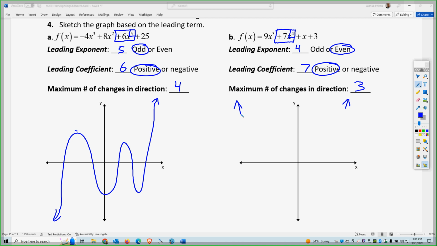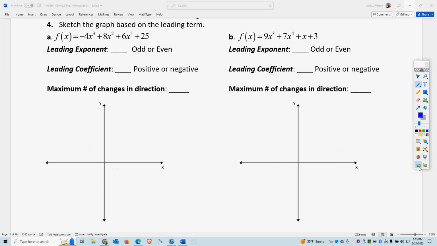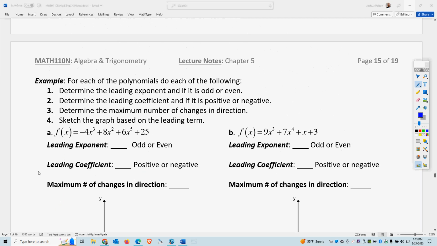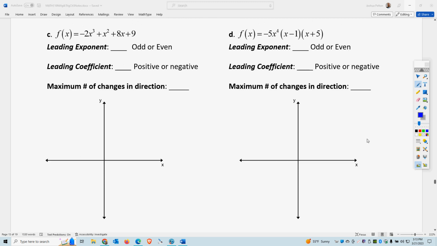And the 7 in front doesn't make any difference. So there are 3 changes in direction. There we go. 3 changes in direction. So that is a general sketch of what the graph should look like if you graphed it in your calculator. Okay. Next 2.